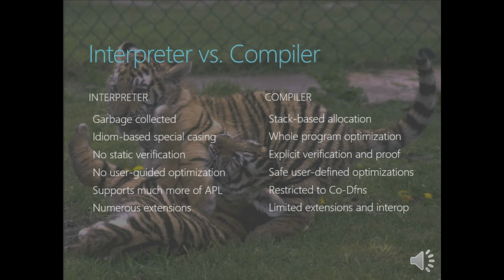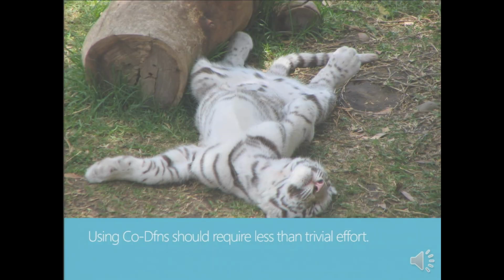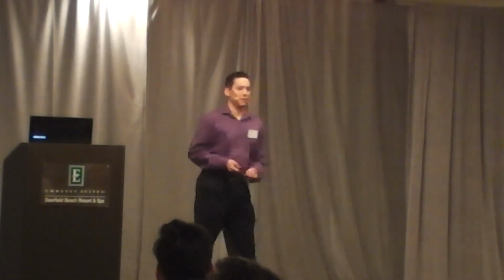So quickly, a few differences between the compiler and the interpreter. The compiler is stack-based allocation, so that you have a little bit more predictability and control over your allocation behavior. It doesn't use a garbage collector. It tries to do some whole program optimizations, and the idiom-based optimization should be able to be plugged in and provide you with the ability to do more error correctness and checking of your code, both automatically and manually. And it will be restricted right now to co-dfns. There's no reason why there couldn't be layers on top that get you from traditional functions to something that the compiler can handle, and that would be interesting to see. And it's not going to replace this huge, massive integration that Dyalog has with a number of other external systems. But it should be really easy to use. And that's an important thing.